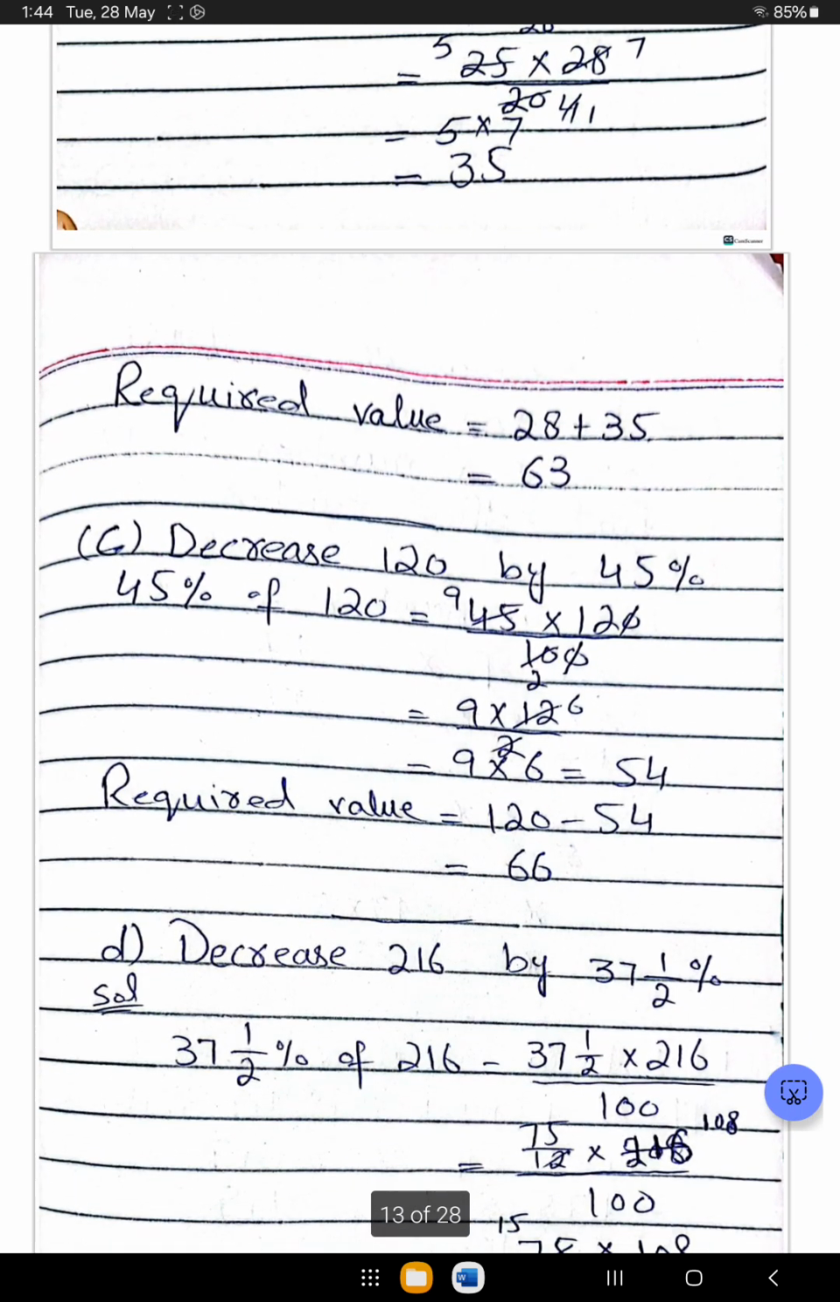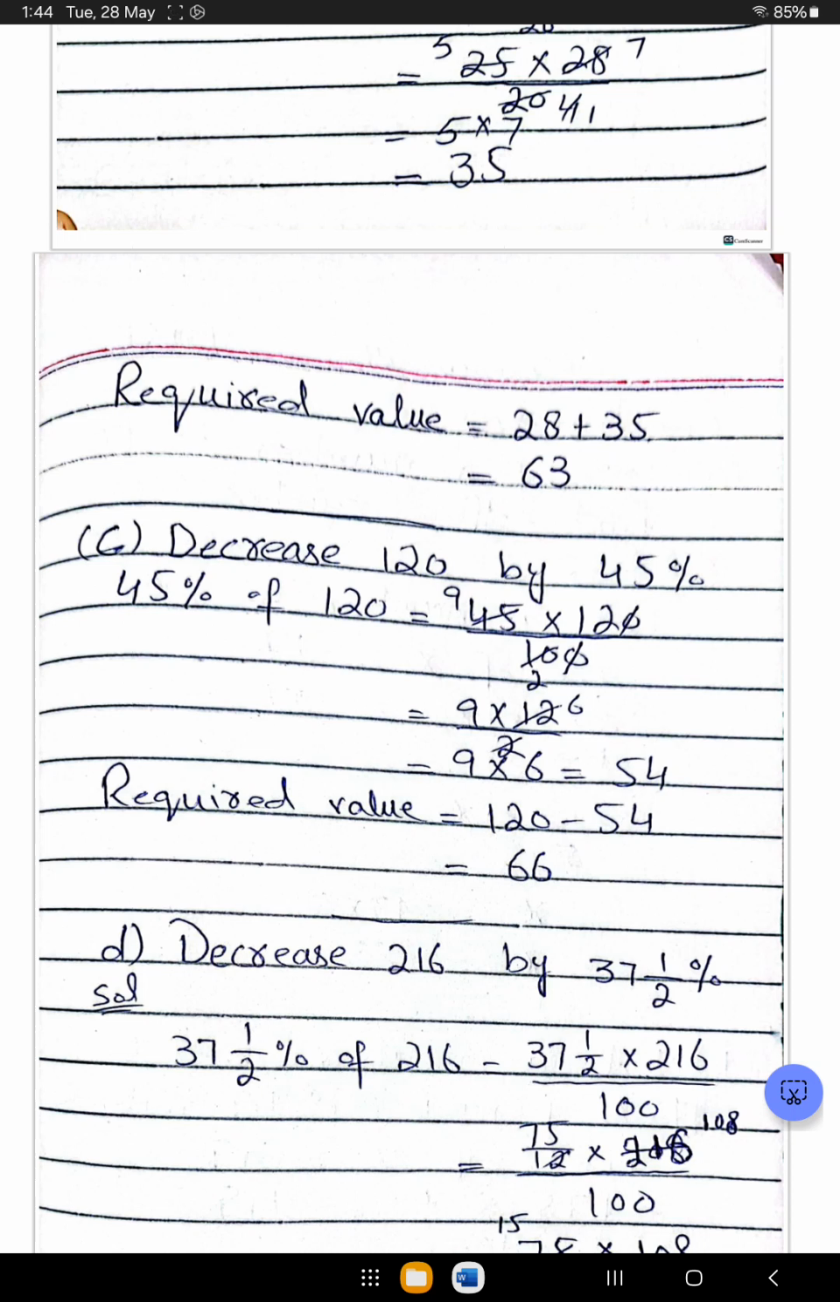Question number 1, C part. Decrease 120 by 45%. In decrease we subtract the percentage of the initial value from 120. 45% of 120. 45 divided by 100 times 120.